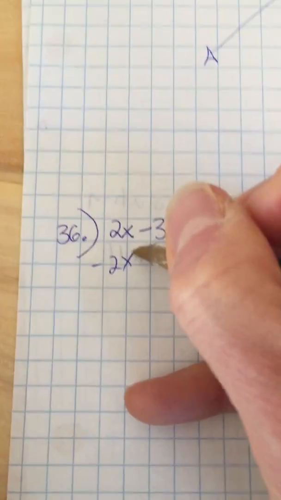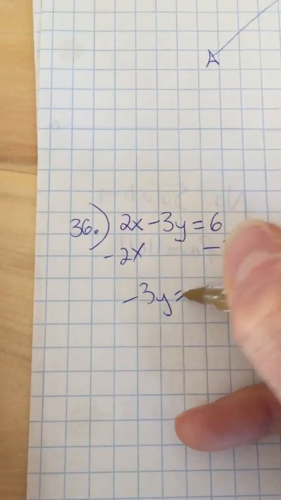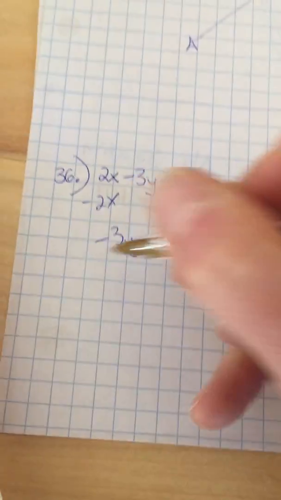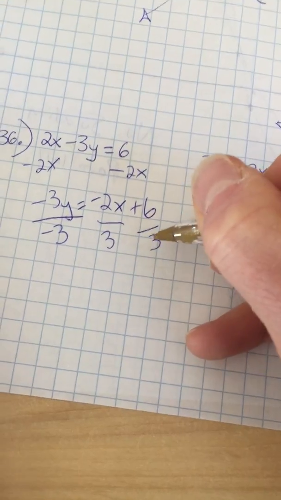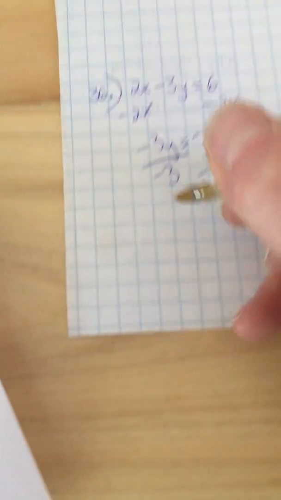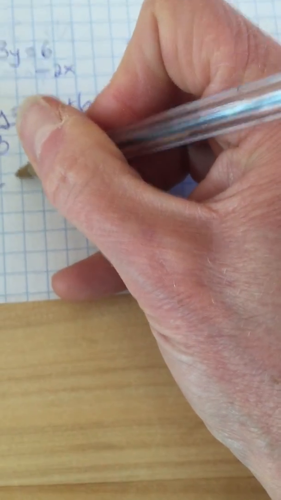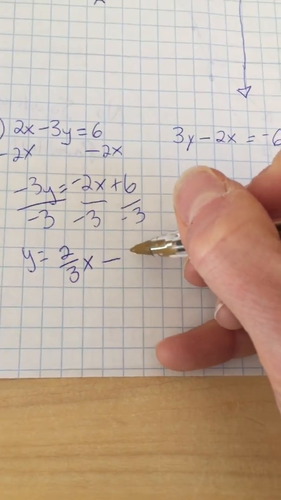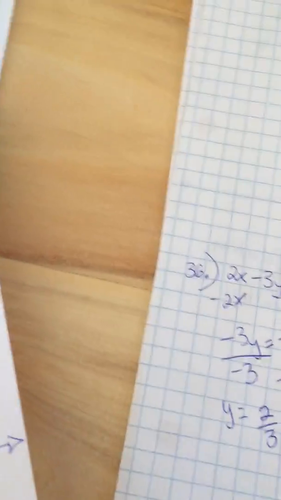So I'm going to take away 2x, and I'm going to bring it over here, take away 2x, and now I have a negative 3y equals the negative 2x plus 6, and I'm going to divide by negative 3. And then y is alone, and I'm going to have a positive 2/3 x, right? Is that right? Yes. And then this is going to be a negative 2. Okay, so that's for that one.